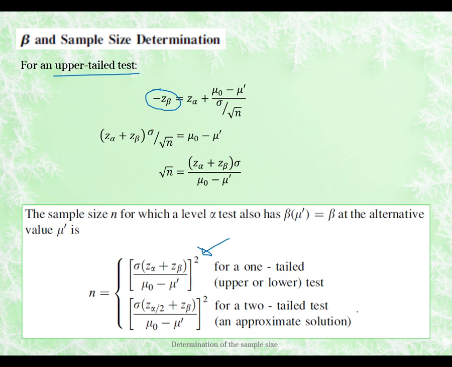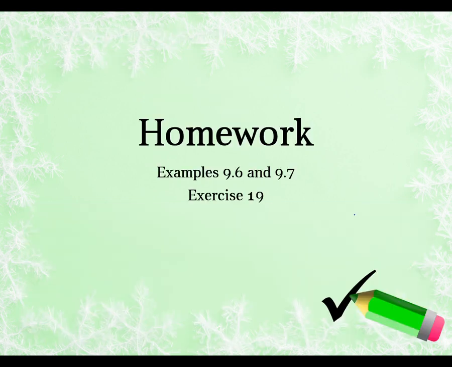You do not need to be able to derive this one. You do need to be able to apply it though. So both of these formulas you need to be able to apply, but you only need to be able to derive it for upper and lower tail tests. And that is pretty much it. So I think go and practice this. Go do some examples, specifically 9.6 and 9.7, and then also go work through the rest of exercise 19.